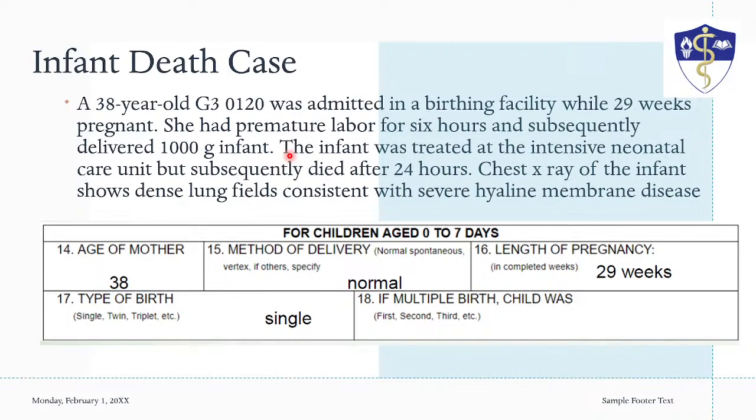Already, meron ka na, no? Severe hyaline membrane disease. Okay? Can be placed as what? The name. The age of the mother was 38. Method of delivery, normal. Length of pregnancy, 29 weeks. You are to fill this up. So type of birth is a single birth. So if it was a multiple birth child, you don't place anything.